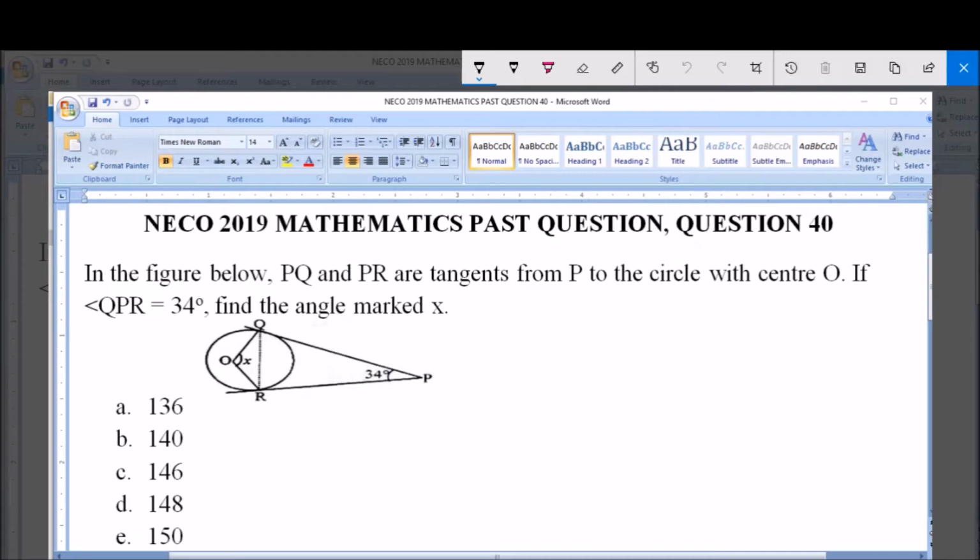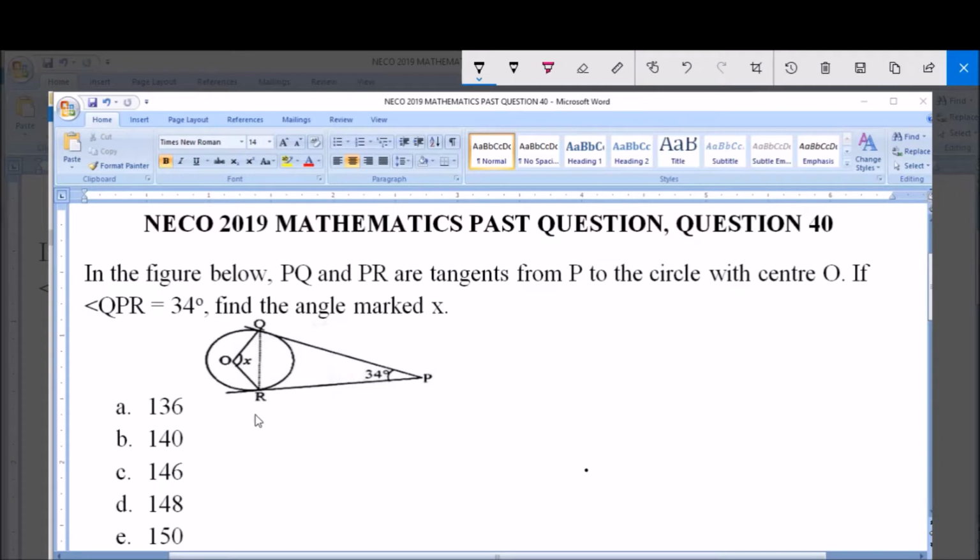Now we're given what? A circle with a tangent. The first tangent is PQ, and the second tangent is PR. Now these tangents meet the circle at what? The same points, opposite to each other. If you look at the line drawn from the point of tangent PQ to the point of tangent PR, it is a straight line. So that means they meet the circle at opposite points.